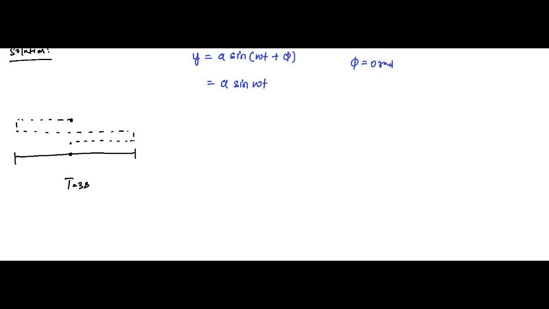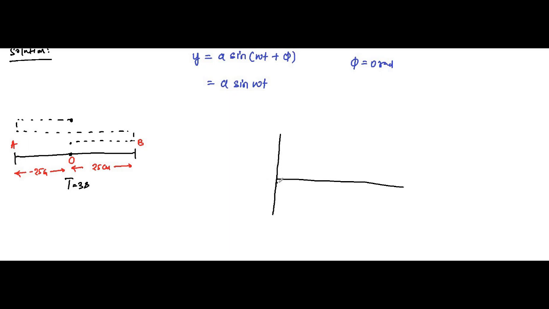Then the amplitude is given as 25 centimeters on either side. On this side 25 centimeter, and on the other side it is minus 25 centimeters. This is the initial position, the center position or the origin. If we interpret this whole situation graphically, it will be something like this.